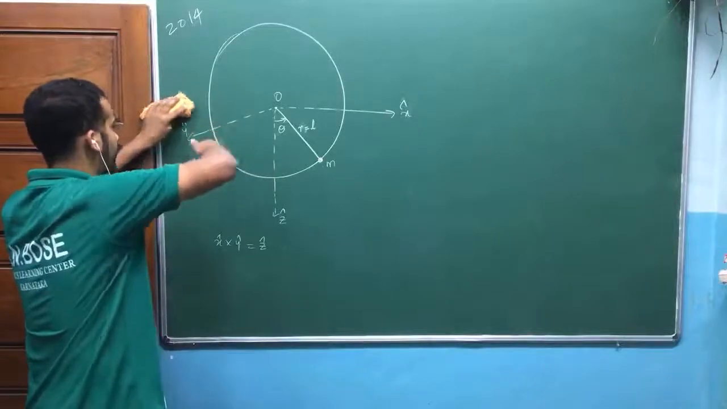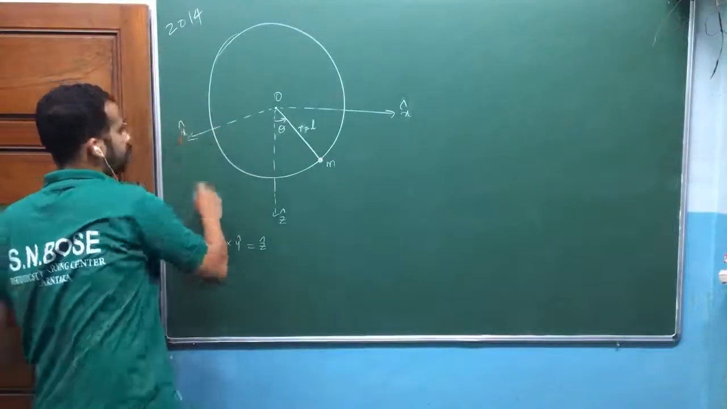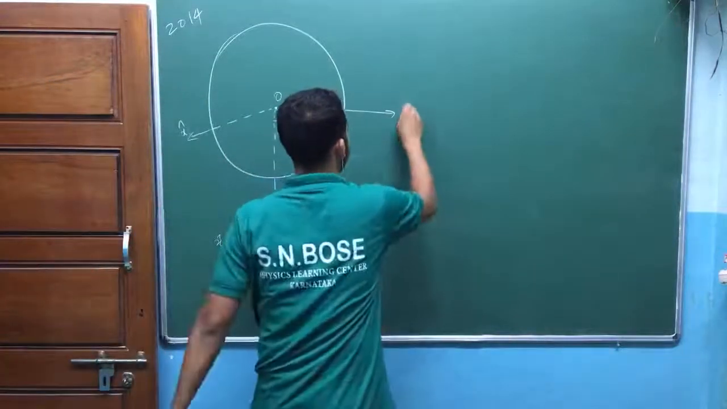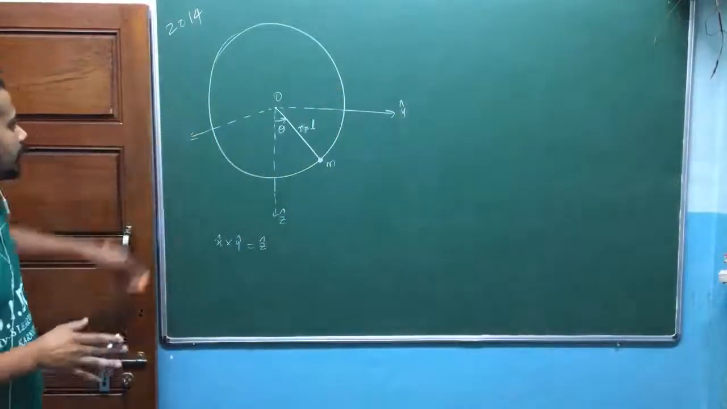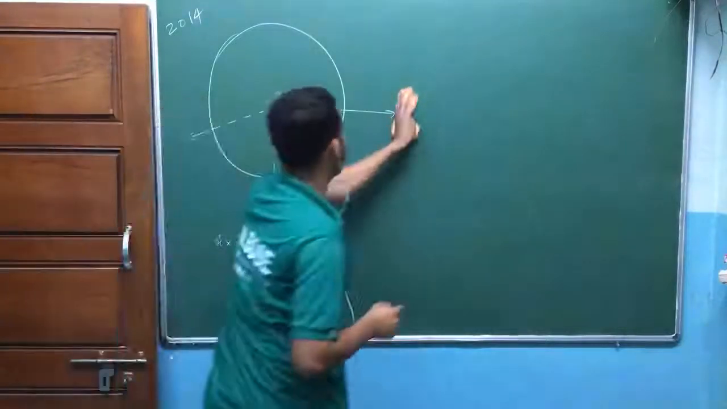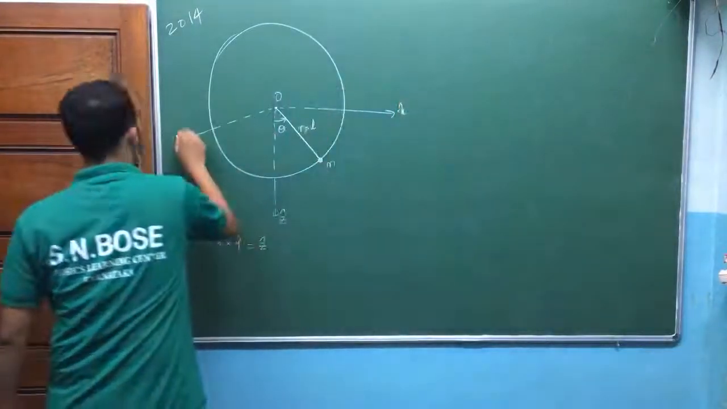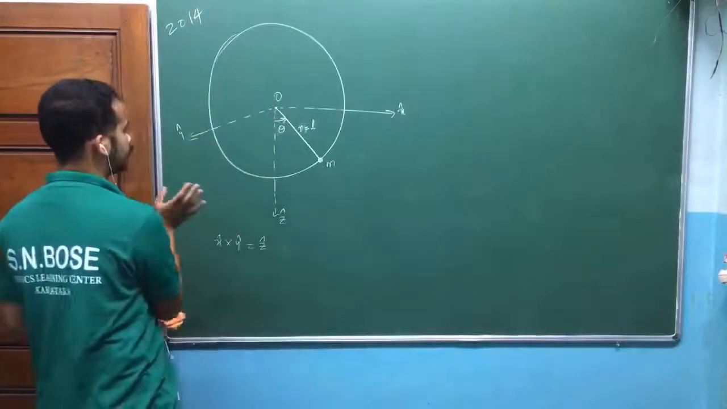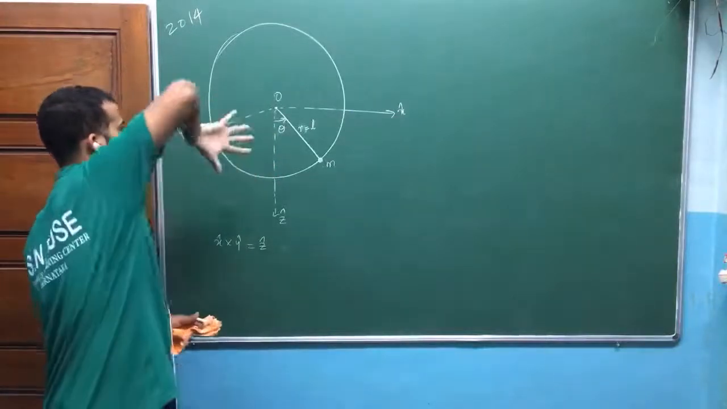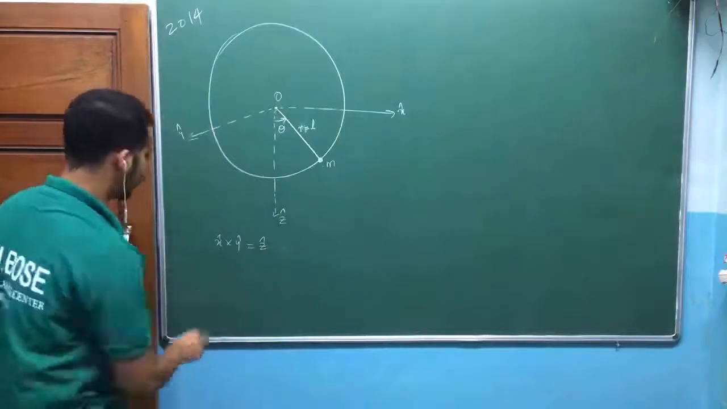X cap cross y cap. Am I right? This should be x cap, this should be y cap. Again, x cap cross y cap gives z cap. Yeah, that is correct. This should be x cap, this should be y cap.